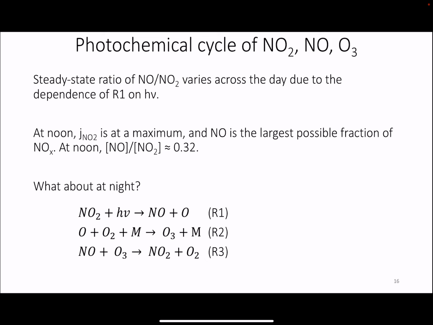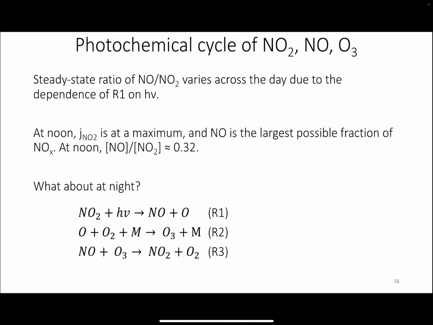And so this steady state ratio of NO to NO2 varies across the day because of the dependence on light. So at noon, when light is at its highest, your rate constant is going to be at its highest. And that's when NO is the largest possible fraction of NOx. So at noon, the ratio of NO to NO2 is about 0.32. But what about at night?